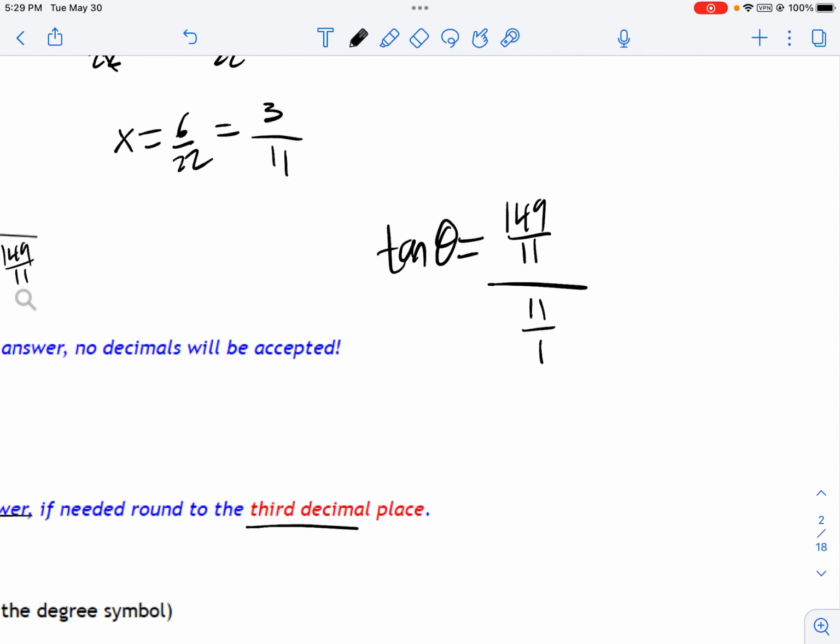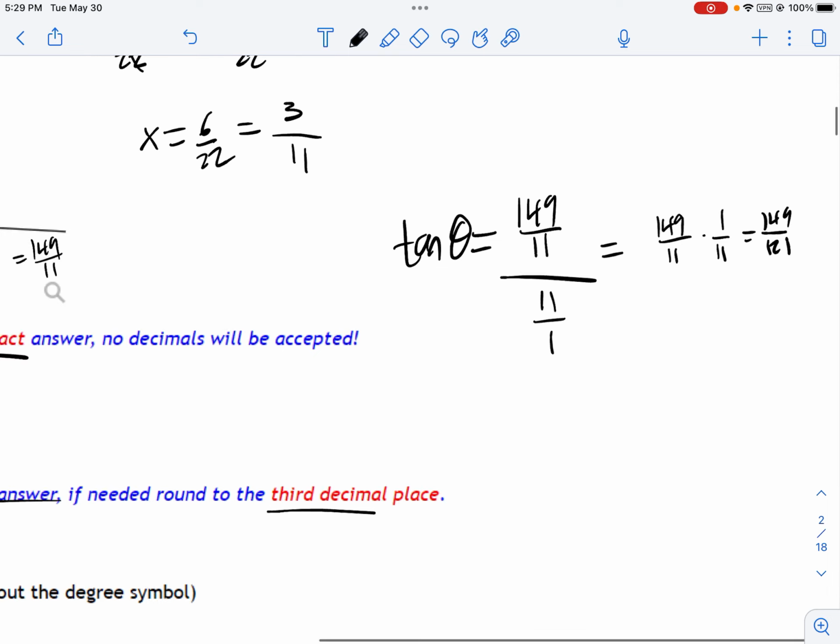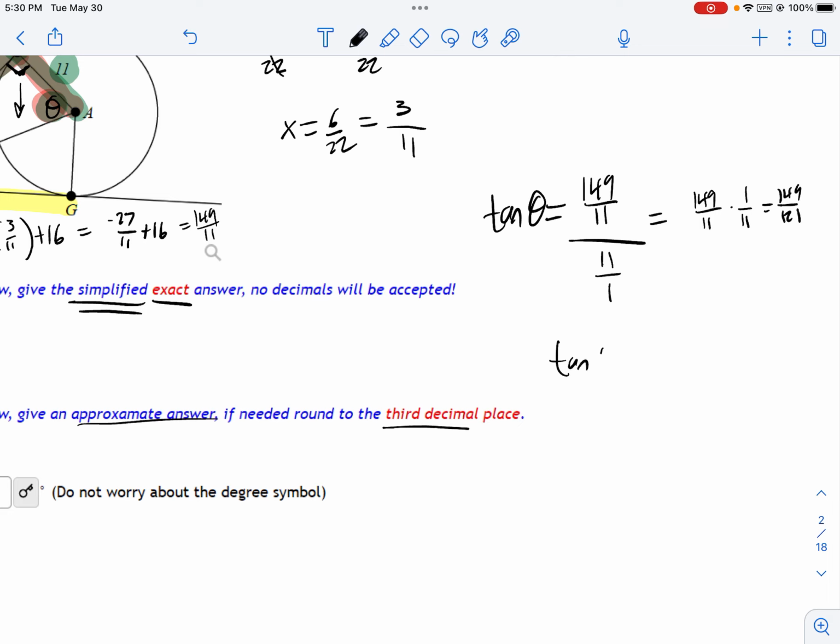I'm going to make this a fraction. It's 11/1. Divide by a fraction, multiply by its reciprocal. So we have 149/11 times 1/11, which is 149/121. Okay, so that means our tangent of theta equals 149/121. We'd say, okay, well, now remember the goal. The goal is to solve for theta.